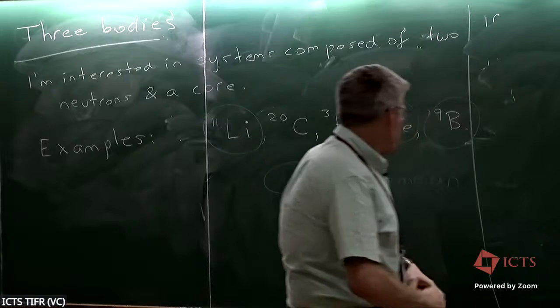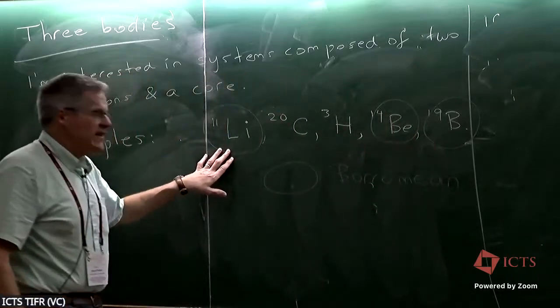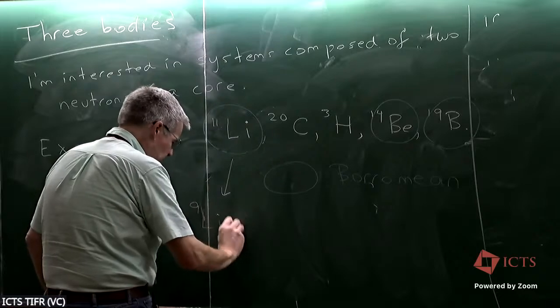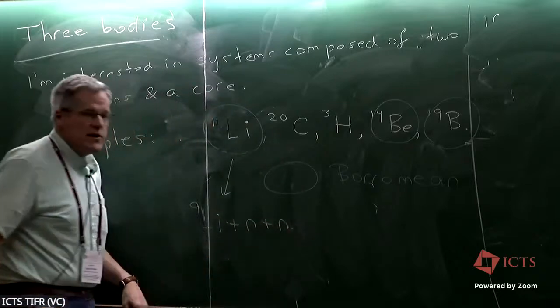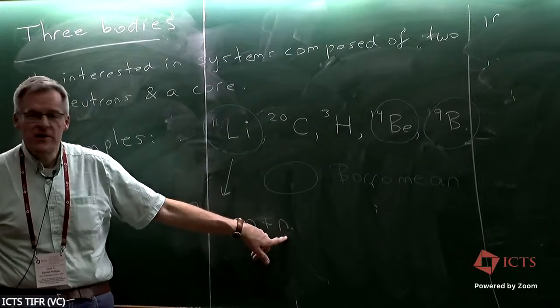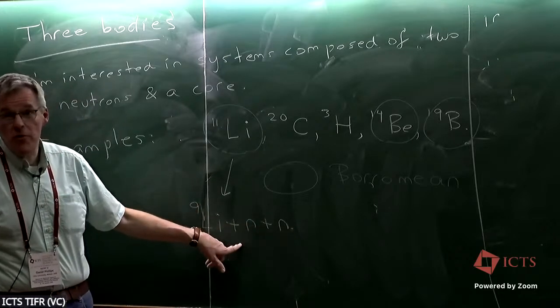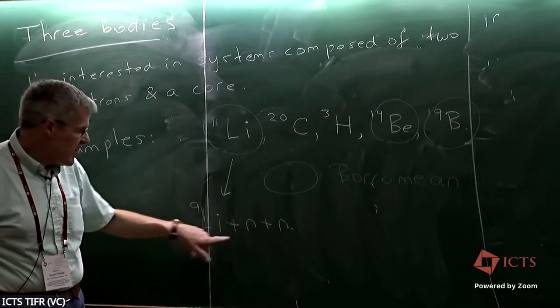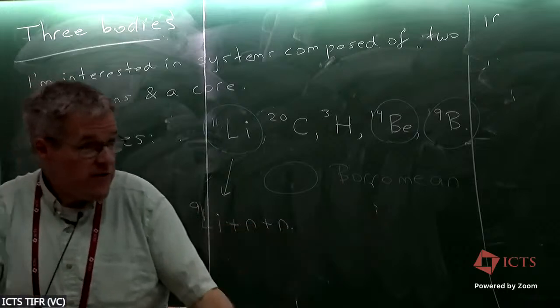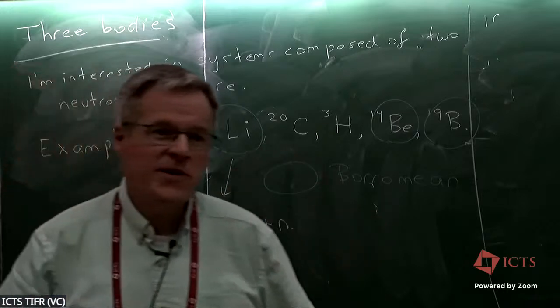These Borromean systems are so called because in these systems, let's take lithium-11. I'm going to think about it like this. 2 neutrons are not bound. Lithium-10 is also not bound. So none of these 2-body subsystems is bound, but if you bring all 3 of them together, then they're bound.